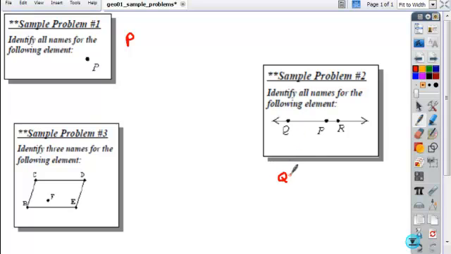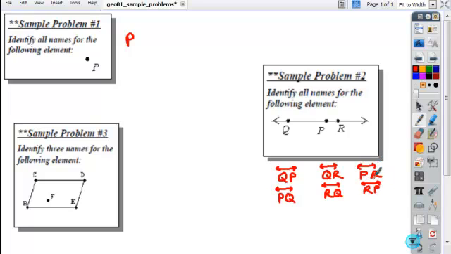QP with a double-sided arrow over it. Again, the order doesn't matter, so we could go PQ. Okay. Any other combination? QR and RQ. And again, any other combination, PR and RP.